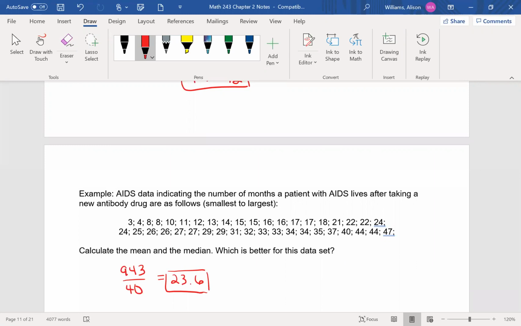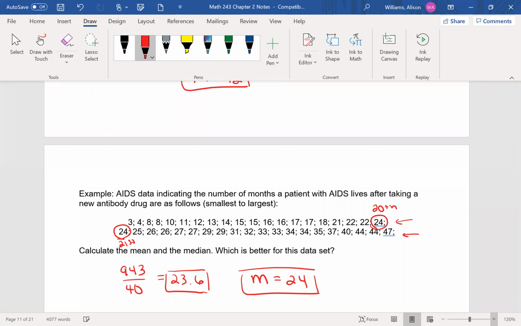So since there's 40 pieces of data here, I want the first 20, and I believe I separated this actually directly in half. I think this is 20 pieces of data and this is 20 pieces of data, which means that this is the 20th data value and here is the 21st data value. And since they're identical, if I add them together and divide by 2, the median is going to be 24.